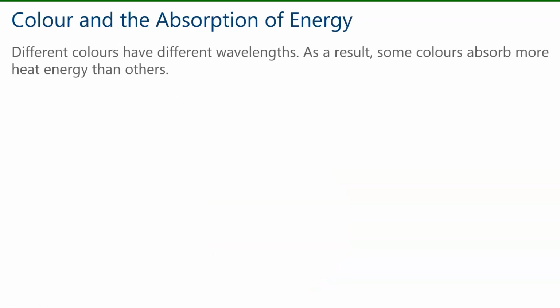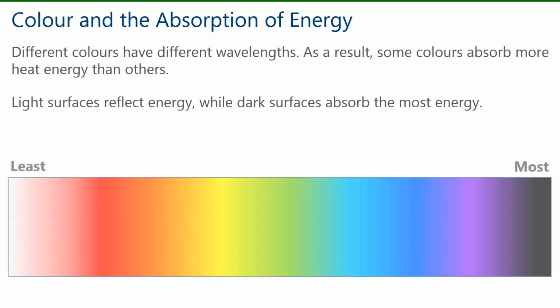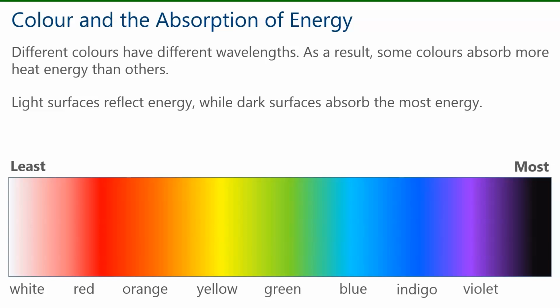Different colors have different wavelengths. As a result, some colors absorb more heat energy than others. Light surfaces reflect energy, while dark surfaces absorb the most energy. Let's take a look at the colors of the rainbow and which colors absorb the most energy. The least amount of energy absorbed would be by white, followed by red, orange, yellow, green, blue, indigo, violet, and the most energy absorbed is by black.